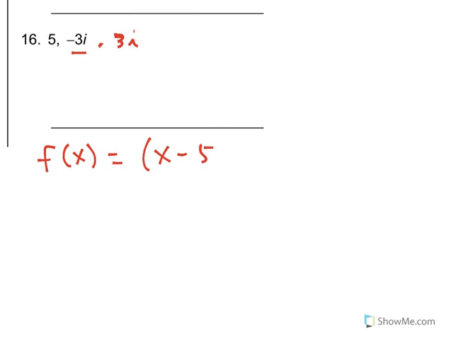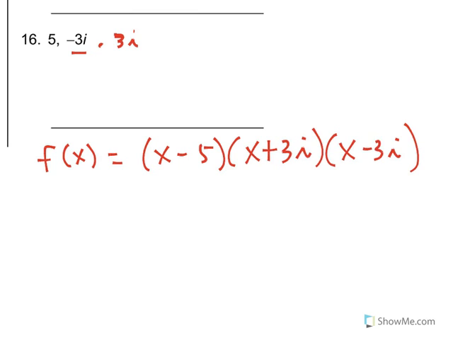That will be x minus 5, x plus 3i, and x minus 3i. Okay, since we know that these i's are kind of like twins with each other, we're going to FOIL the last two factors, so that we can see what answers we can get out of it. And let's go ahead and FOIL it.